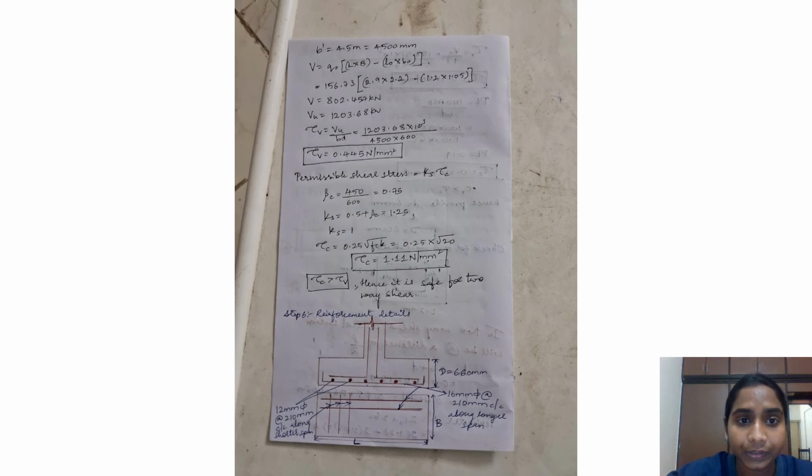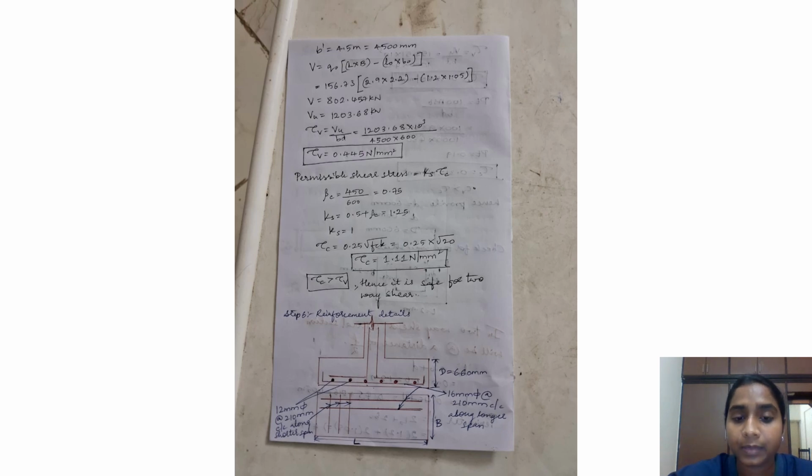Then we should check for two-way shear. In two-way shear, the critical section will be at a distance of d by 2. Then we have to find the perimeter, that is finding L0 and B0, and after that we will be getting b dash, that is the perimeter, that is 4.5 meters. After getting the perimeter, we will be calculating the V value and we will be finding the tau v value, that is 0.445 Newton per mm square.